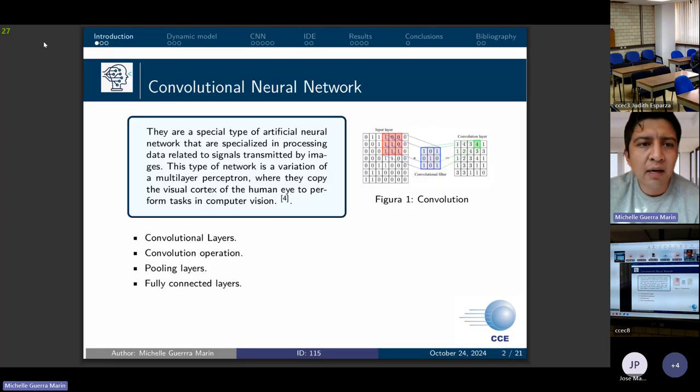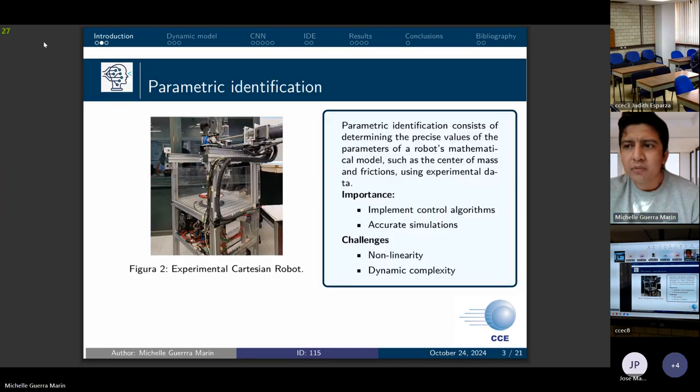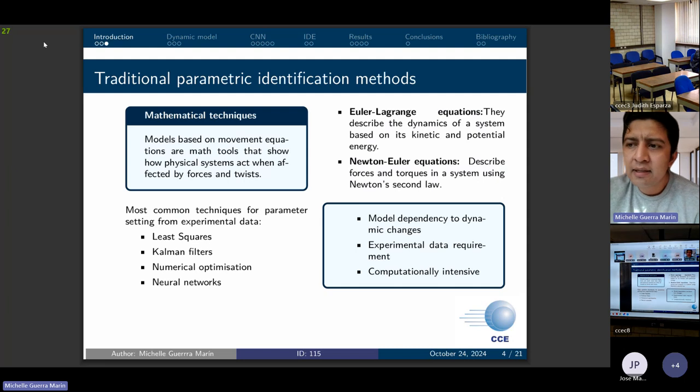What is a convolutional neural network? They are a type of AI that helps computers understand images. They analyze small parts of an image to find patterns, like shapes or edges. Convolutional neural networks are mainly used for searching tasks. What is parametric identification? This is a method to find key parameters in a system model. Two common techniques are least squares, which minimizes the difference between predicted and actual data, and Kalman filter, which estimates the parameters over time, reducing error. This method helps improve the system performance.